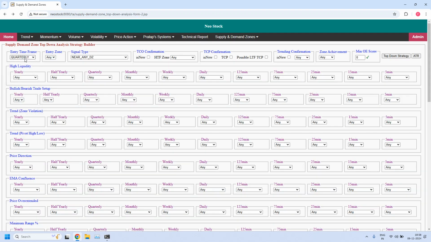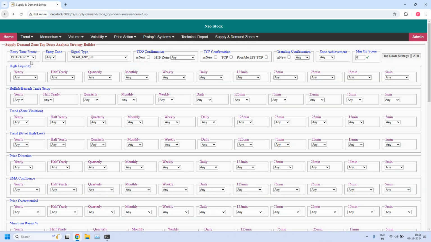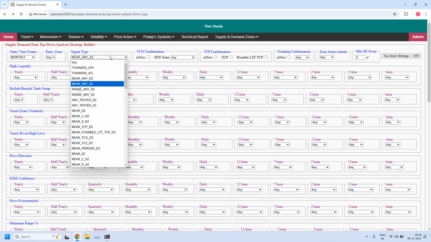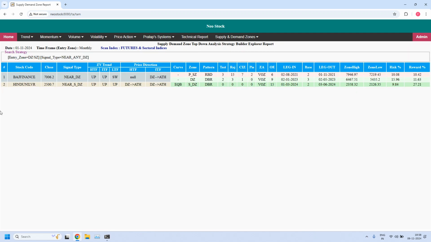Next, for quarterly time frame, let's find the stocks near quarterly supply zone. 3 stocks are filtered. Next time frame is monthly. Let's find the stocks near monthly demand zone. 2 stocks are filtered.